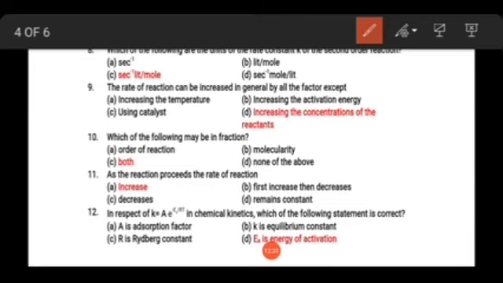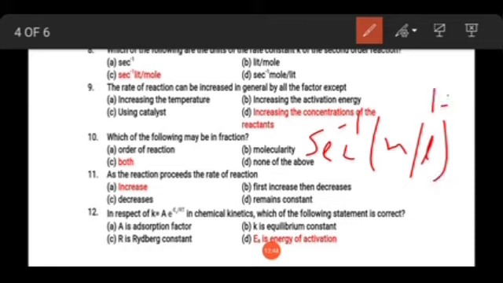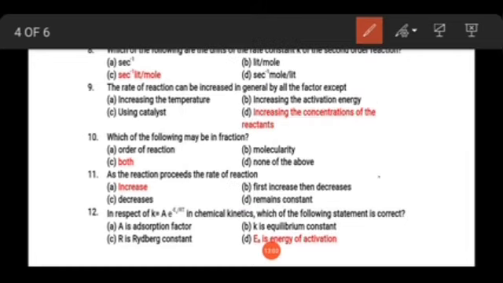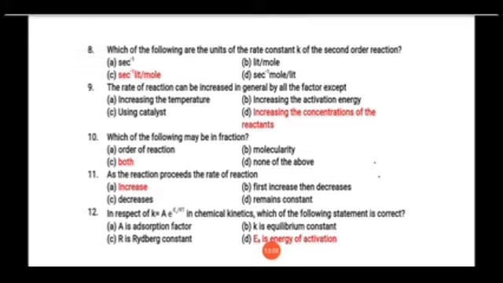To find the unit of rate constant, the general formula is second inverse into mole per liter raised to 1 minus n. So here second inverse will be there. Second order reaction means n equal to 2. So 1 minus 2, that is minus 1. So mole per liter raised to minus 1 becomes liter per mole. So our specific answer is second inverse into liter per mole. So option number C is our correct answer.